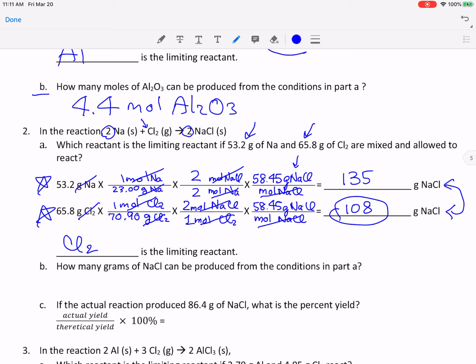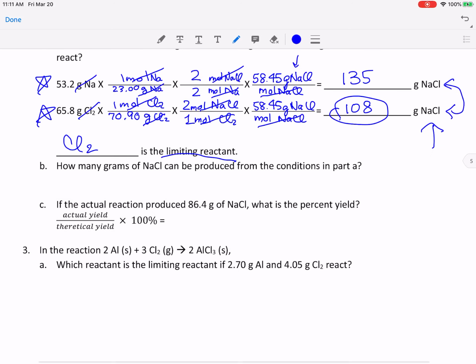Make sure you answer with chlorine gas as the limiting reactant, because those are products. So make sure you answer using the right term. And once you know that, it will be easy to answer the next question, how many grams of sodium chloride can be produced from the condition in part A. We determined the limiting reactant, and it's going to produce 108 gram of sodium chloride. So you can just put 108 gram of sodium chloride here.